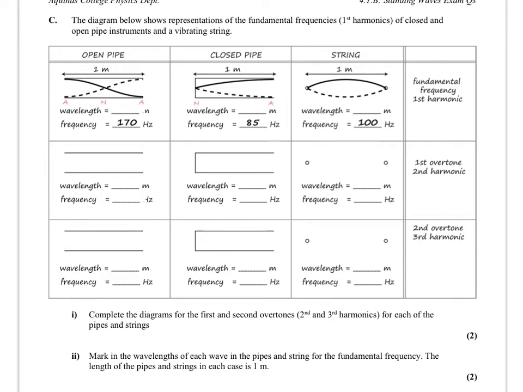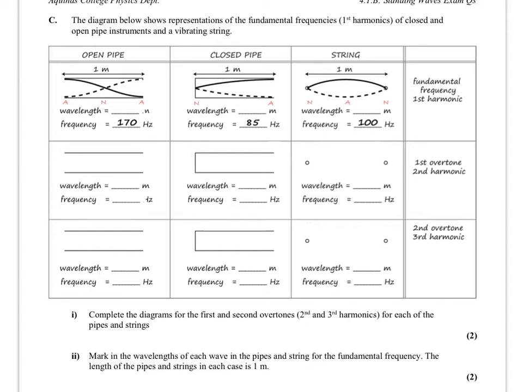So for strings, we always have to have a node at each end. For an open pipe instrument, we always need an antinode at each end. For a closed pipe instrument, there's a node at the closed end, antinode at the open end. And we can then use those rules to build the rest of these diagrams.